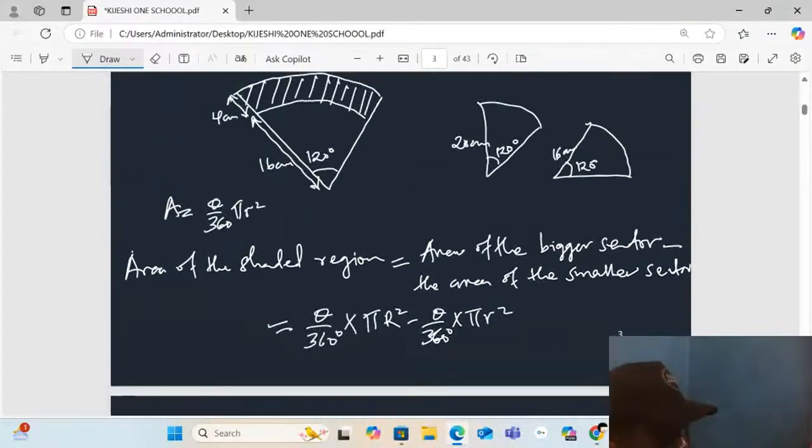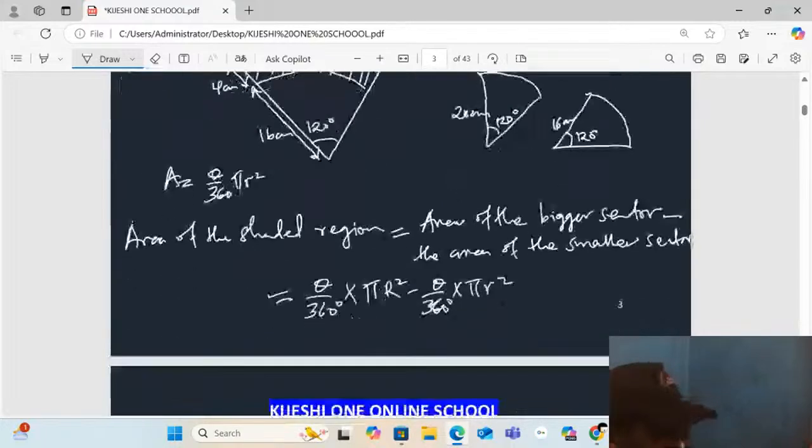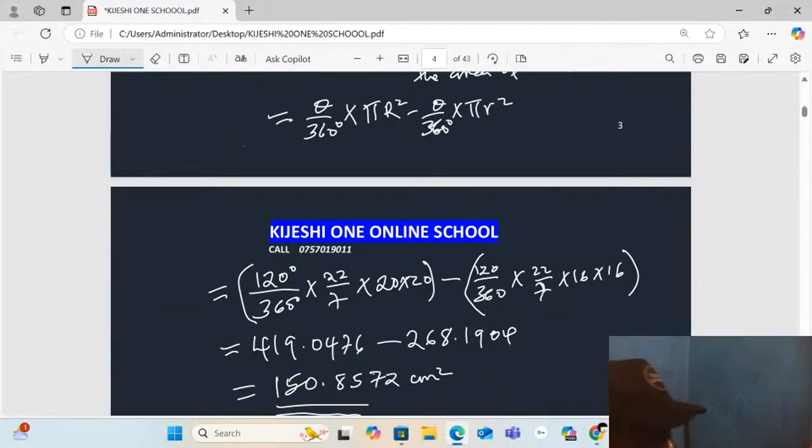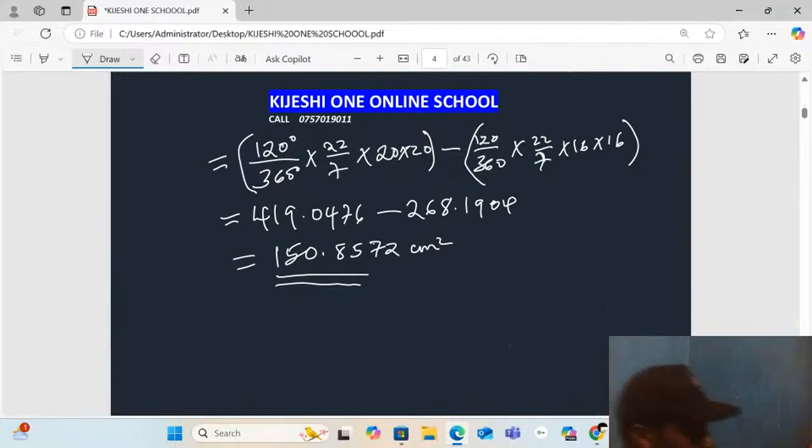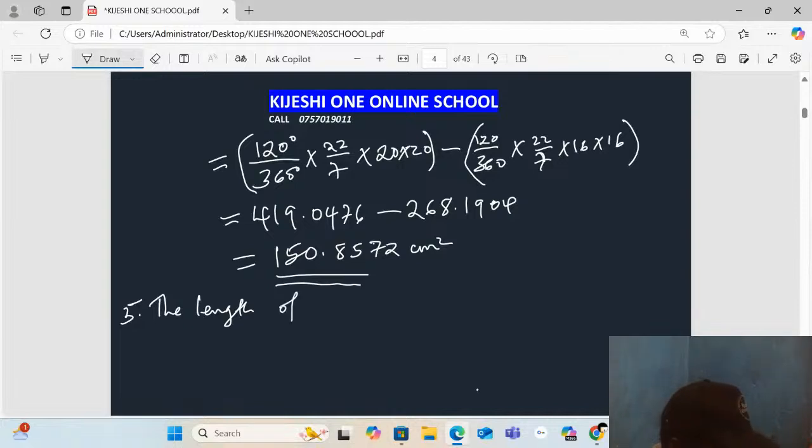That was example 4. Let us look at example 5. Example 5. And the question is: the length of a minute hand of a clock is 3.5 centimeters.